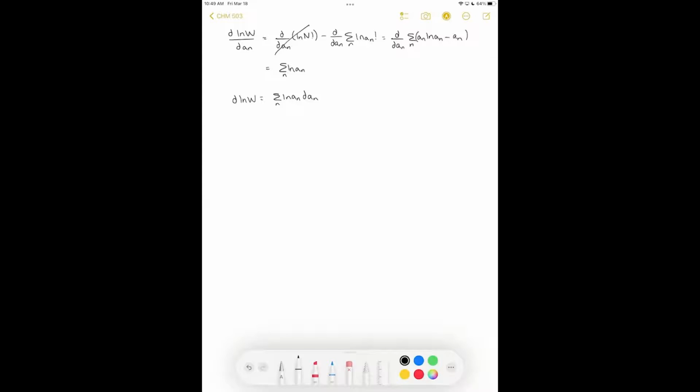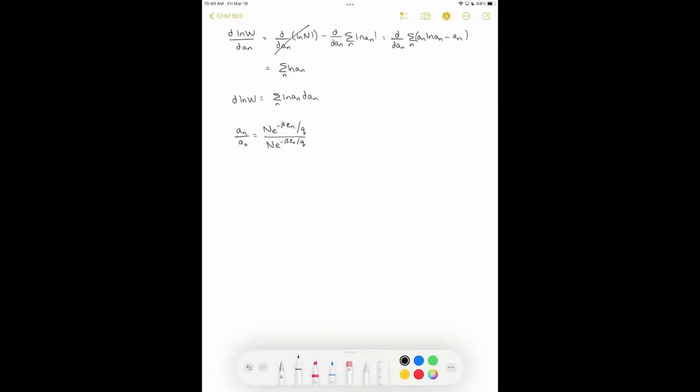We next use the Boltzmann relationship to introduce energy. We can state that the ratio of a population a sub n to its ground state a naught is simply equal to the following. So a sub n, we derived this before, is equal to N e to the minus beta epsilon n over q, the partition function. And for the ground state, it's N e to the minus beta epsilon naught over q.